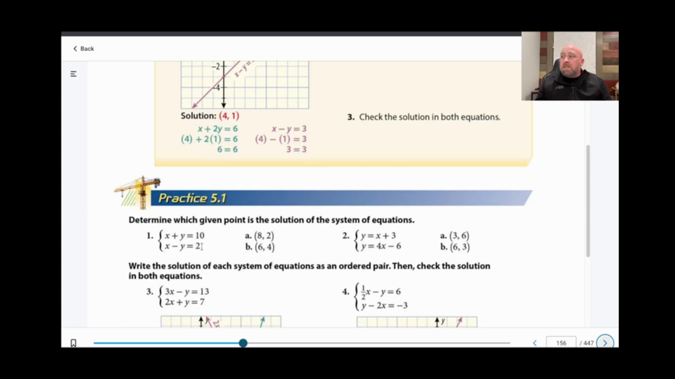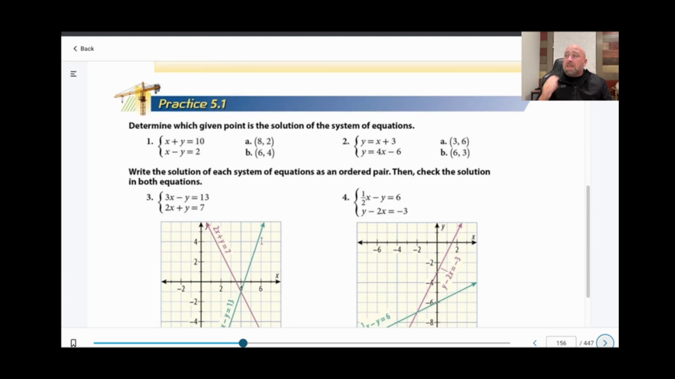So here in the practice, they say determine which point is the solution. The way that you do these ones here is you're just going to plug those in, and you're going to say, does this equal, or you could graph them if you want to. You could take these two systems and you could actually graph them, and you could see, okay, which point does it cross? Or probably the easier way is to just go ahead and plug those in and say, okay, does this solve out? Is this correct?